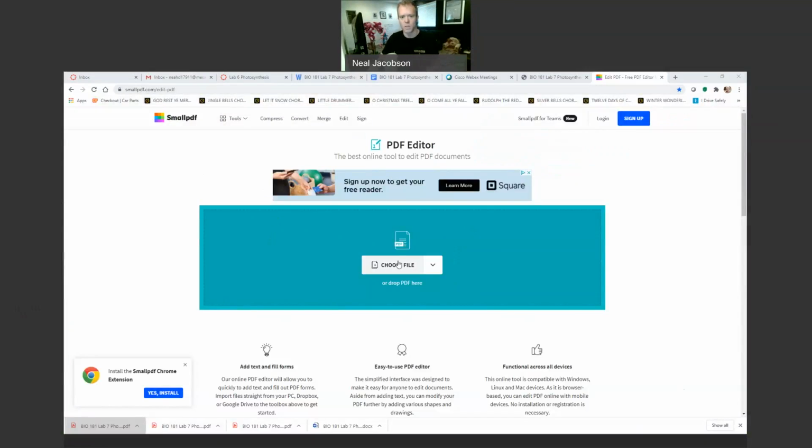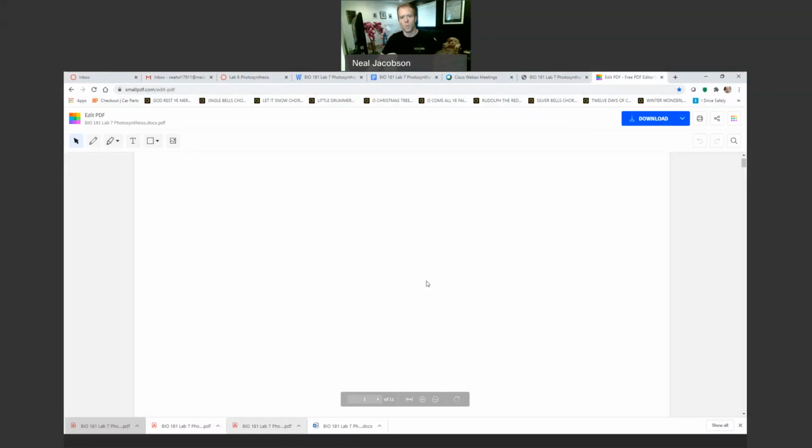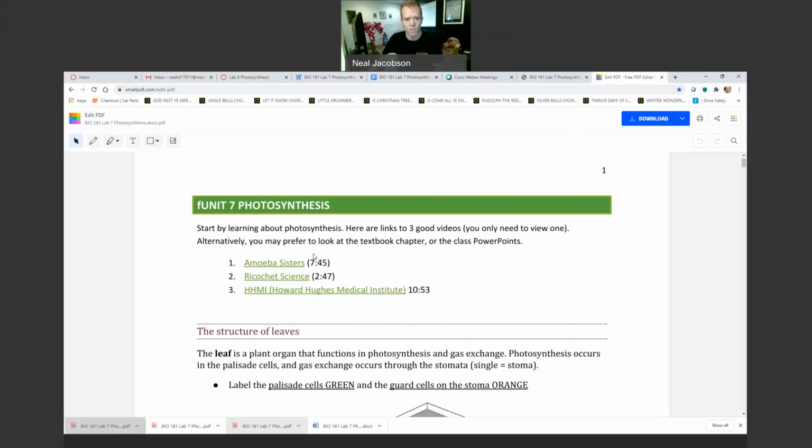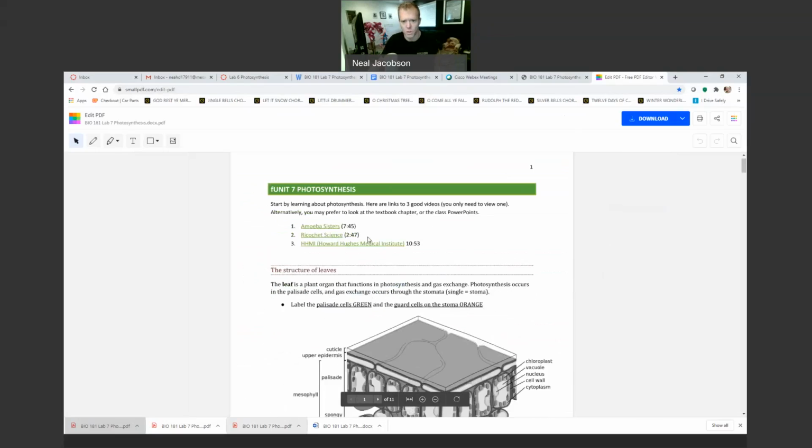What you can do is just upload your PDF. I'm going to grab mine down here. I've already downloaded it as a PDF from our Google Drive, so I'm going to just drop it in there. What's really cool about this is that I can edit the PDF directly. I'm going to zoom out just a little bit. I can write on it with my freehand, I can highlight text, and I can add text to it.